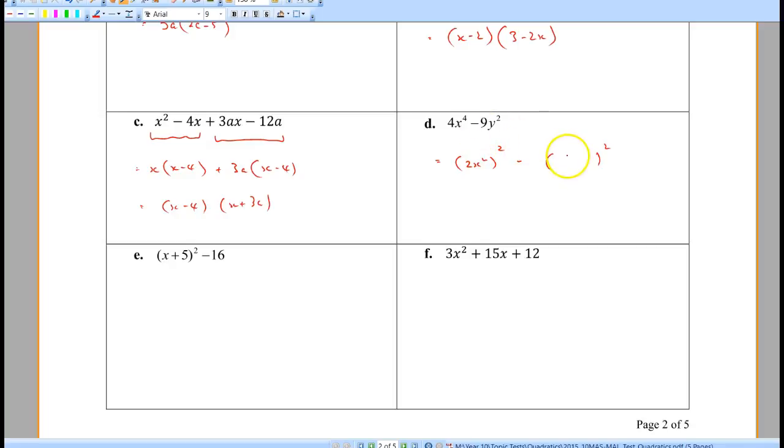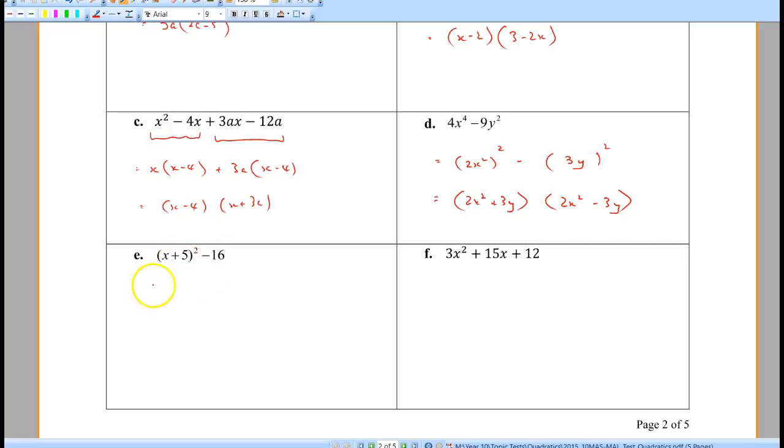What squares to 9y squared? And as ever, pause the video, do these questions, answer them before me. You'll get so much more out of it. Now I've identified what's being squared. 2x squared plus 3y, 2x squared minus 3y are my factors.